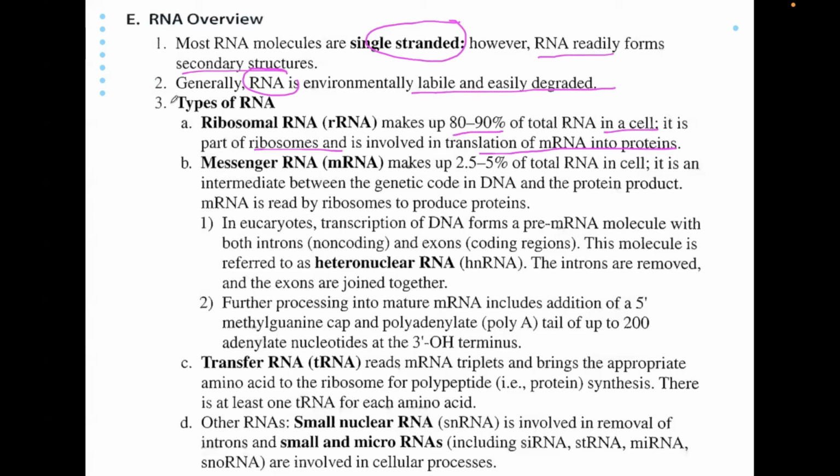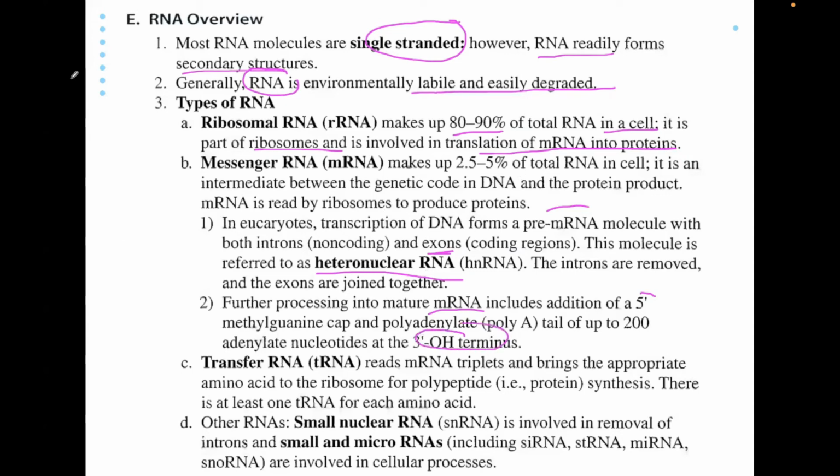In eukaryotes, transcription of DNA forms a pre-mRNA molecule with both introns and exons. This molecule is referred to as heterogeneous nuclear RNA. The introns are removed and then the exons are joined together. Further processing into mature mRNA includes addition of a 5' methylguanine cap and a poly-A tail, up to 200 adenylate nucleotides at the 3'-OH terminus.